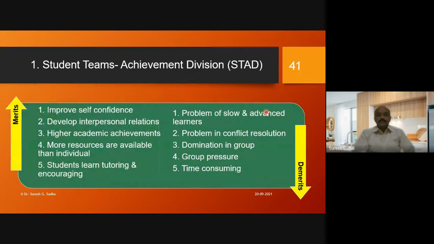So this STAD has some advantages as well as disadvantages. STAD enhances the self-confidence in our students. They develop interpersonal relationships. High academic achievement is possible as our students are working in a group.